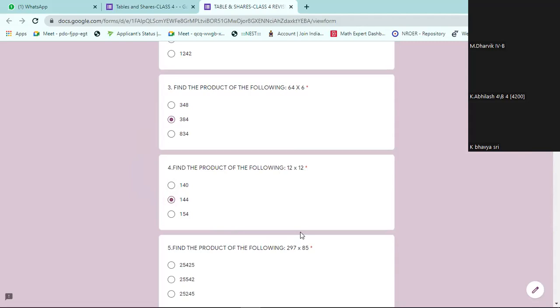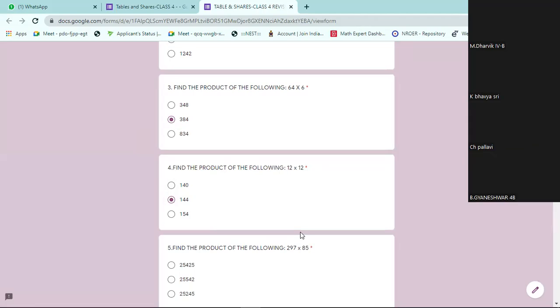Fifth question. Multiplication problems are very easy. You know that you have to just multiply. You should be good at tables. If you are good at tables, you can do it easily. 297 into 85. Sir, the fifth one answer is 25245, sir.